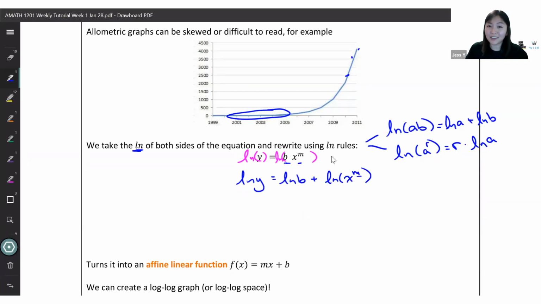Oh, but then I have an exponent, which can come down to the front, right? That's a ln rule. So this gives us ln of y equals ln b plus m times ln x. Great, now I no longer have exponents.